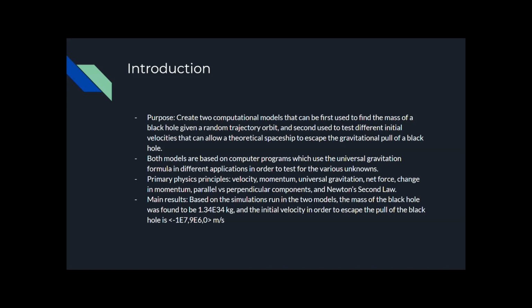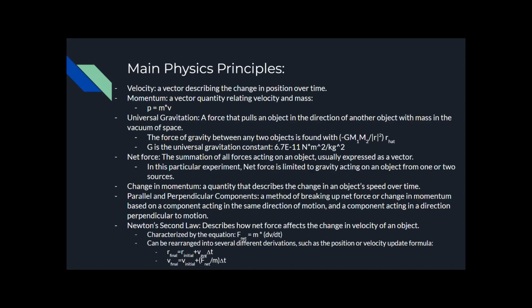The main results of this experiment are that, based on the simulations run in the two models, the mass of the black hole was found to be 1.34 times 10 to the 34 kilograms, and the initial velocity in order to escape the pull of the black hole is -1 times 10 to the 7 in the x direction, and 9 times 10 to the 6 in the y direction, meters per second. Now I'll go over the main physics principles in more detail.